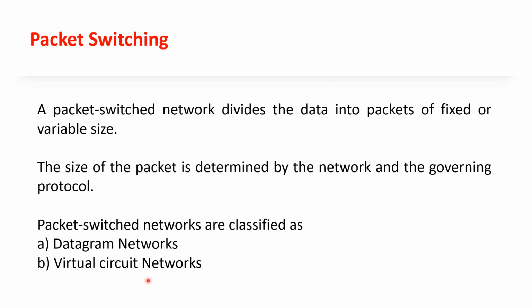On the other hand, in virtual circuit networks, a connection is set up before data is sent. All packets follow the same route, ensuring they arrive in order. There is more control over data delivery and quality. Virtual circuit networks are suitable for applications needing a reliable connection, such as video conferencing or online gaming.